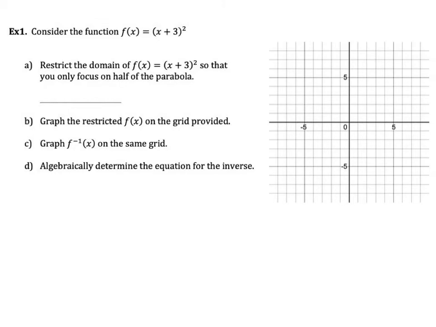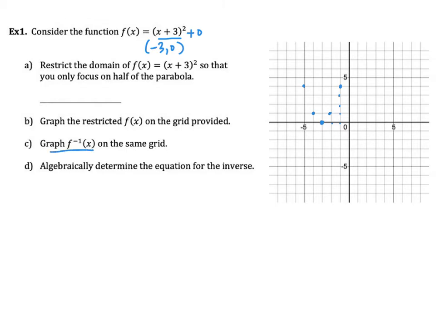So it says, consider the function f of x equals x plus 3, the quantity squared. So I'm just going to go ahead and quickly graph that. So what would happen is I would go to the left, 1, 2, 3. My vertex is negative 3, 0, right? Because there's nothing added here. So this is my vertex right here. And then I would go right 1, up 1, left 1, up 1, right 2, up 4, left 2, up 4. And this would technically be my parabola.